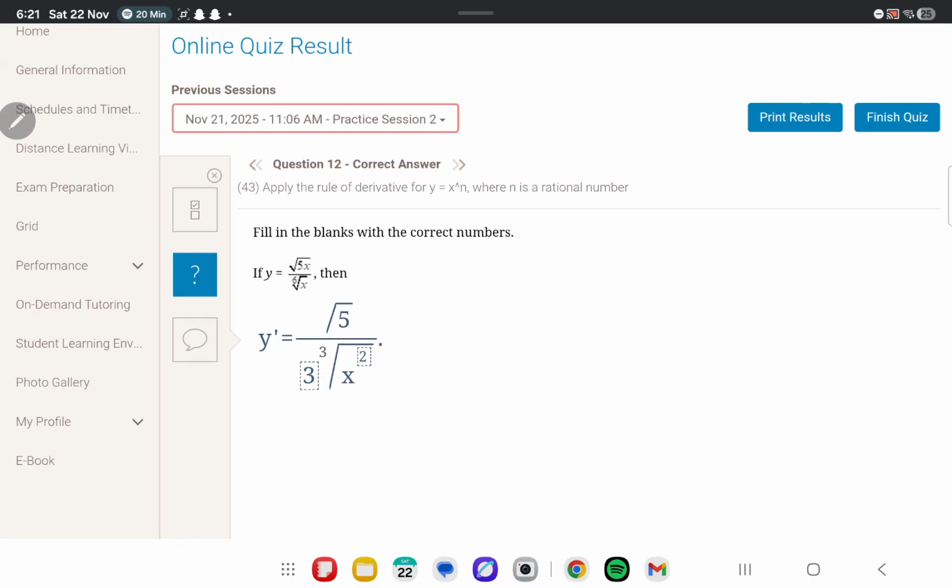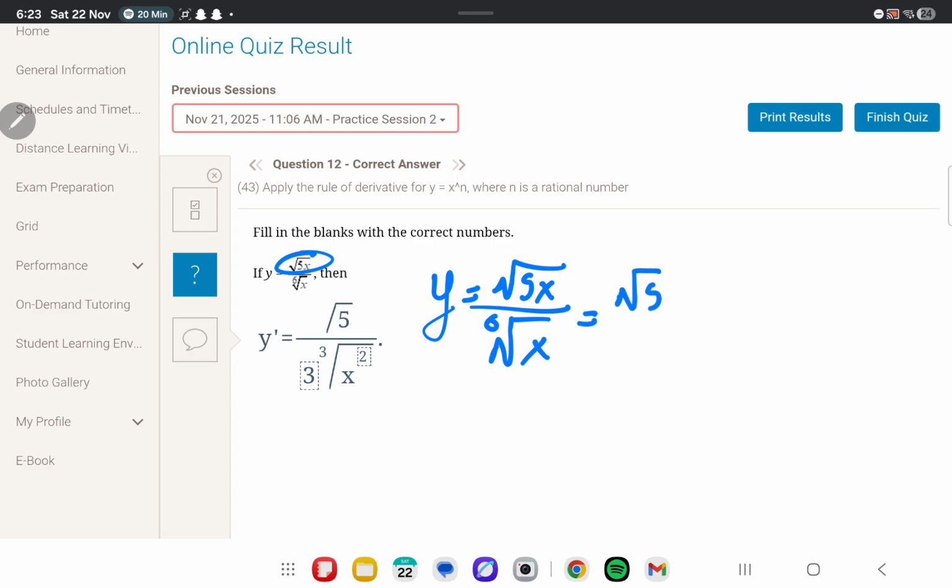This one's a bit tricky. But again, for all of these questions, if you focus, you'll get them right, and they're very easy. You just need to focus. So what you do here is separate this. You have y equals radical 5x over the 6th root of x. You can take it as radical 5 times radical x over the 6th root of x. Now, you might be asking why I'm doing this, but it's going to make sense in a bit.